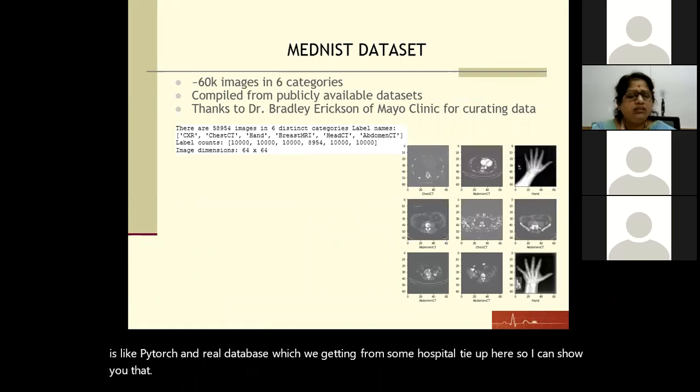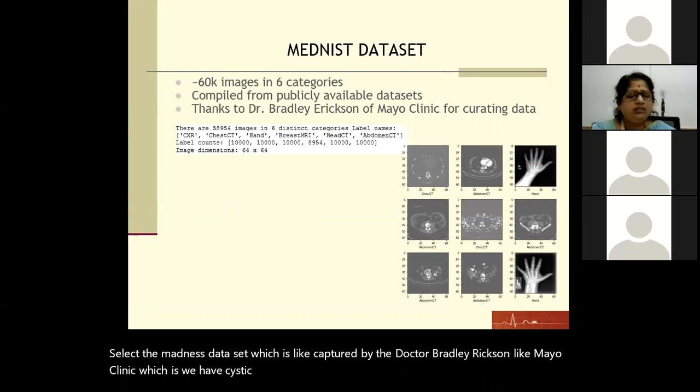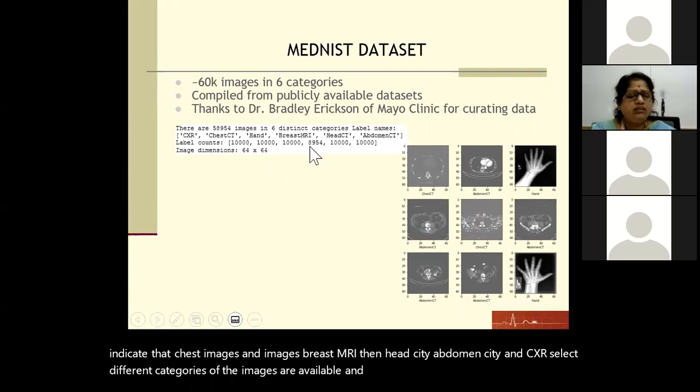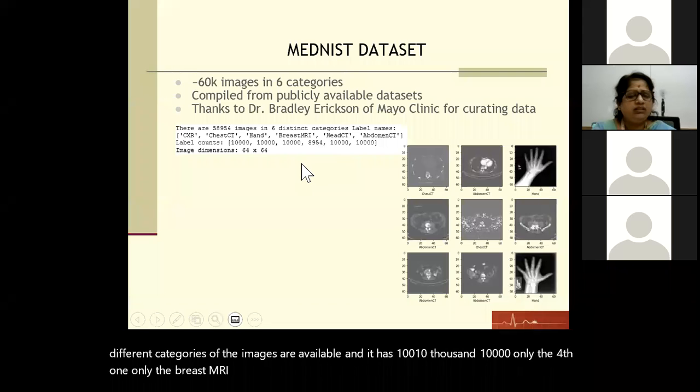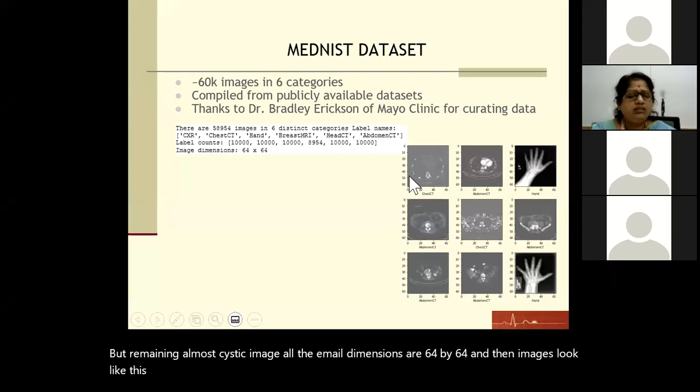So the MedNIST dataset, which was captured by Dr. Bradley Erickson at Mayo Clinic, has 60K images in six different categories. The six categories are chest images, hand images, breast MRI, head CT, abdomen CT, and CXR. Each category has about 10,000 images, except the fourth one, breast MRI, which has fewer, but the remaining ones make almost 60K images. All the image dimensions are 64 by 64, and the images look like this. I can show it in the code again, but only for the presentation here.